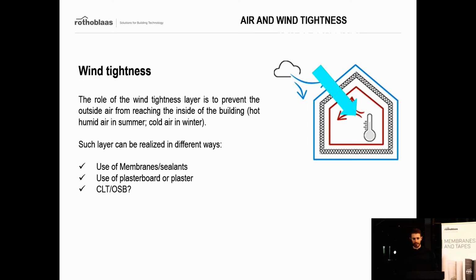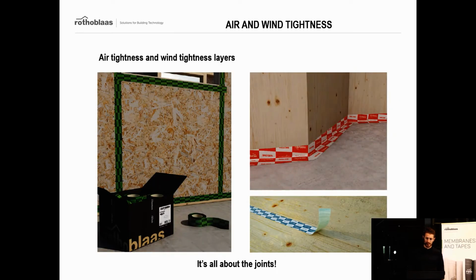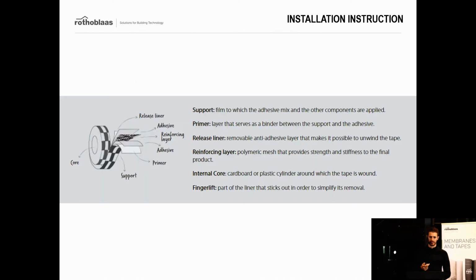And to achieve the wind tightness, you can use membranes as well, but you can also use plaster or CLT, so basically the same materials as before. And as you can see here, it's all about the joints, because once you have placed the membrane, you have to make sure that you fill all the gaps, basically using, for example, the tape that you're seeing in the picture.